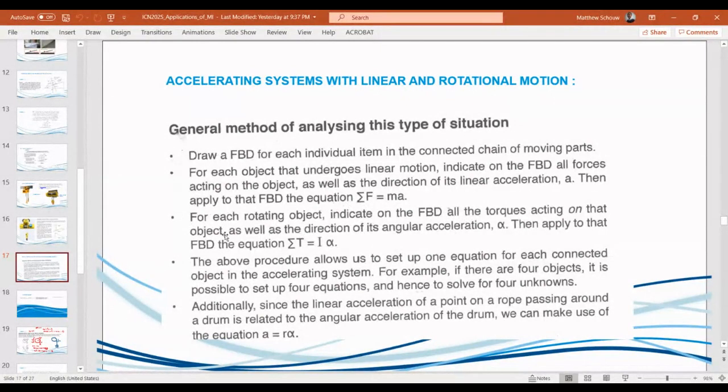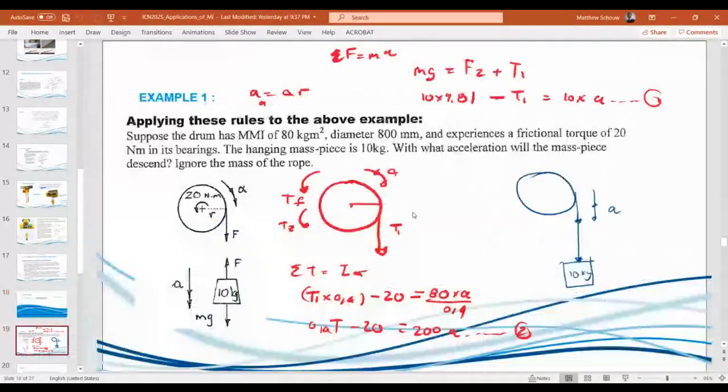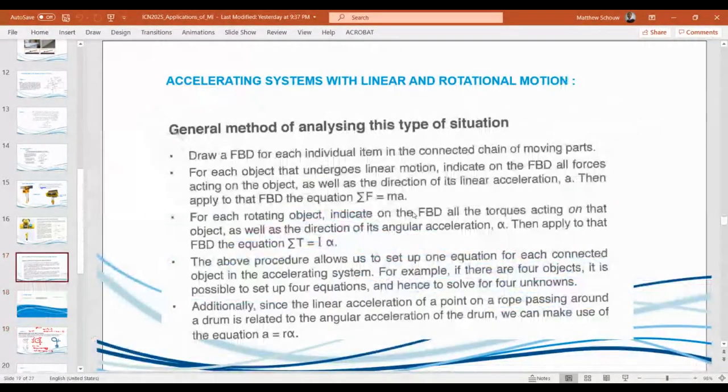I'll touch on this quite shortly when we solve. But this is the essential approach we take in solving these hoist and haulage problems, right? So I'll recap on this.